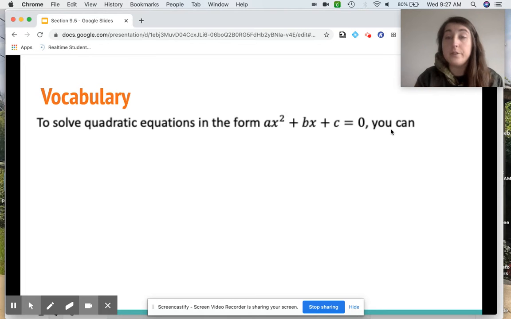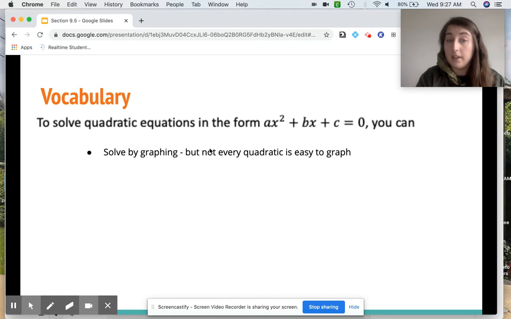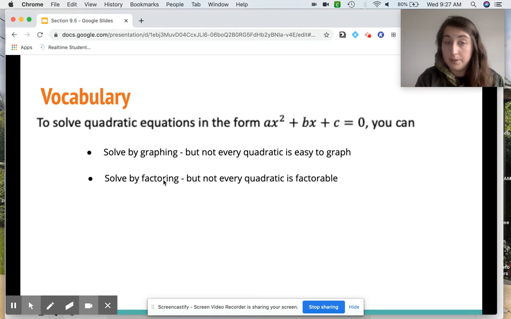To solve a quadratic equation in the form ax squared plus bx plus c equals 0, you can use the quadratic formula. If you remember, when we were solving by square roots, there was no bx term. Now these problems have all three terms, so you have a trinomial. You can solve by graphing, but not every quadratic is easy to graph. You can solve by factoring, which we did in the last chapter before we came into remote learning, but not every quadratic is factorable. So you have two other methods that might be difficult or not possible to use. And again, square roots you can't use if there's that bx term.